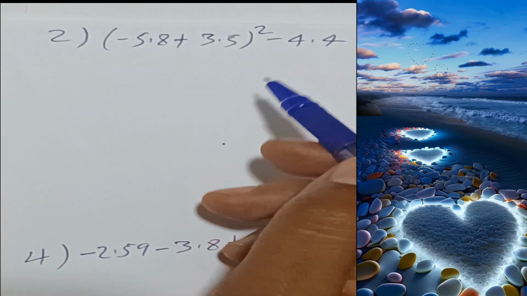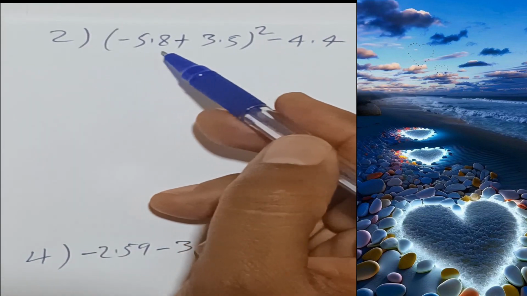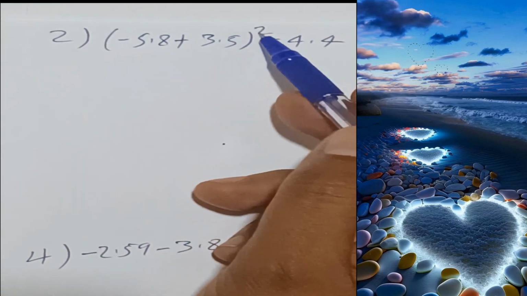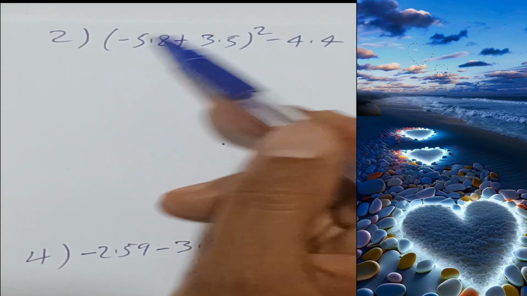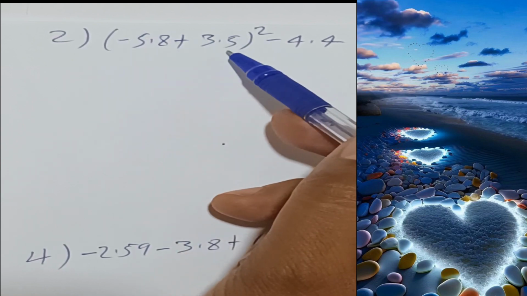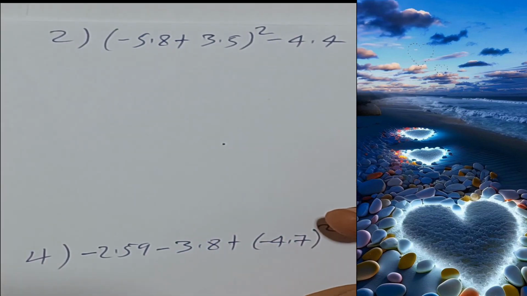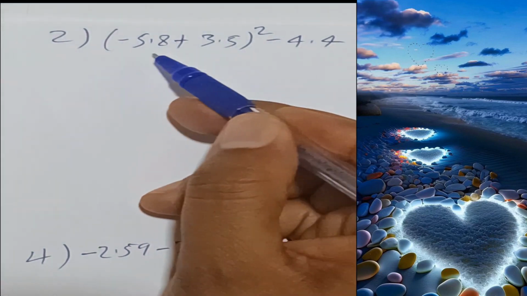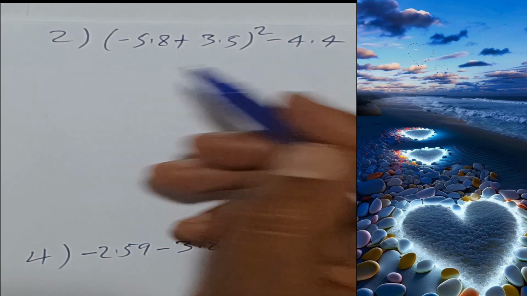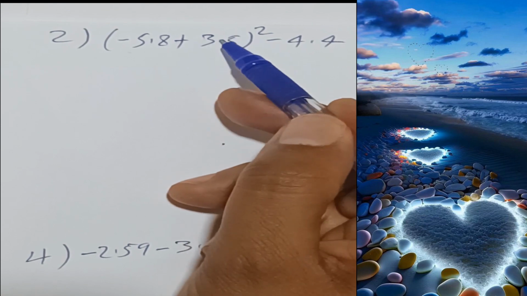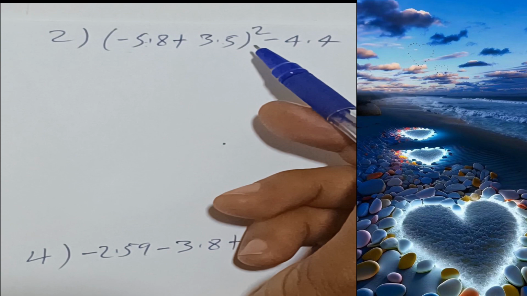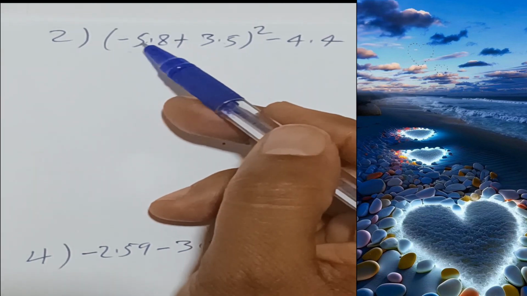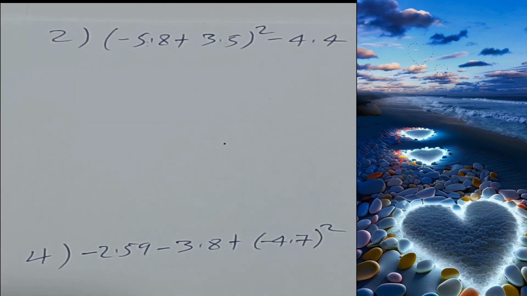The next question: -5.8 + 3.5 in bracket, squared, -4.4. What we do is calculate the bracket, then square, then subtract. First to calculate this, this is a negative sign and this is positive. The negative number is larger in magnitude than 3.5, so we subtract, then give a negative sign to the result.